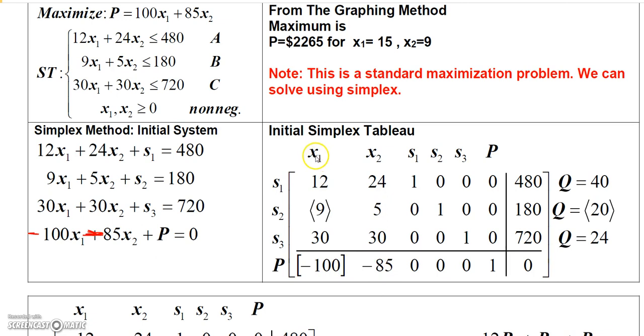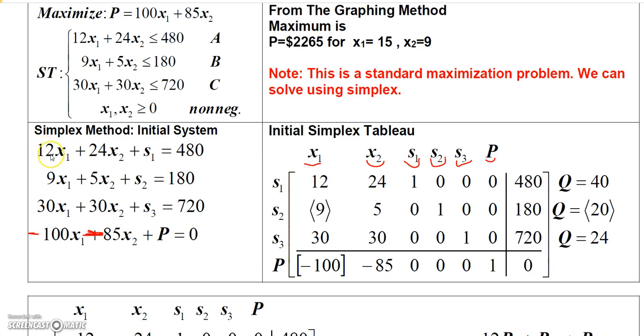Alright, so now if I write this in a tableau, let's write a column for each variable. We've got to have a column for x1. We've got to have a column for x2. We're going to need a column for three slack variables, s1, s2, s3, and we're going to need a column for our p, and then we'll need room for our constants.